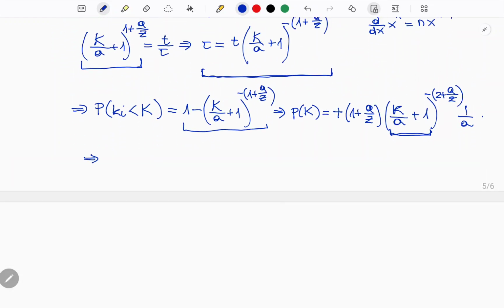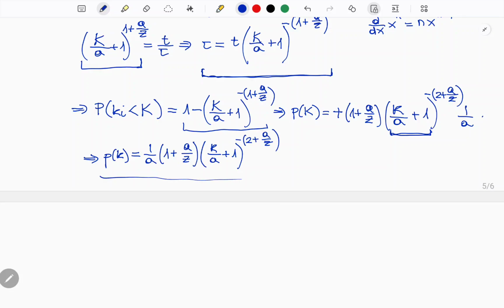I'm going to rewrite this in terms of a lowercase k instead of capital K, but it's exactly the same as before. And I'm going to order this a little bit. So I'm going to find that this is just 1 over a times 1 plus a over z times k over a plus 1 to the power of minus 2 plus a over z. And this is the final expression, okay?